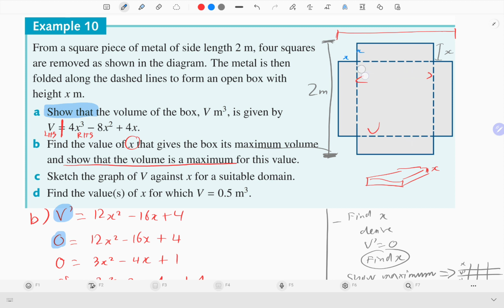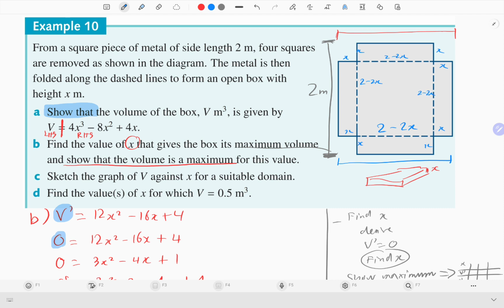It may look a bit uneven, but technically it should be a square because you're removing x on each of these. So if it's 2 here, then this will be 2 minus 2x. Does that make sense? And this side is the same. It's going to be 2 minus 2x on this one, 2 minus 2x on this one, and 2 minus 2x on this one as well.